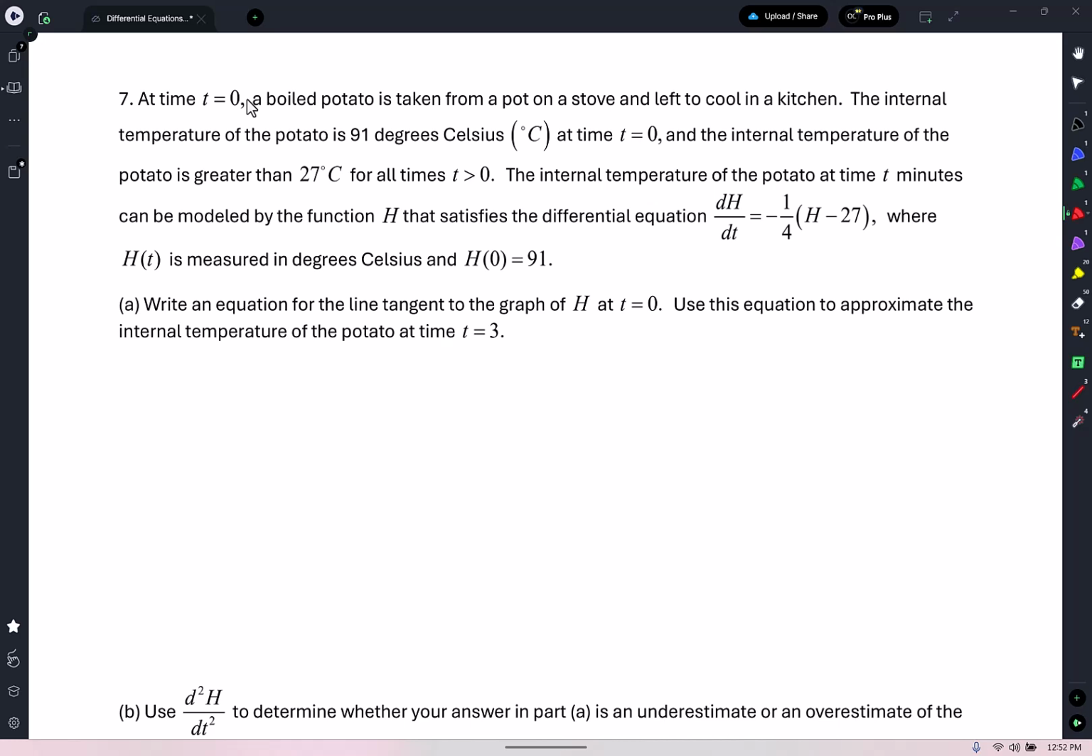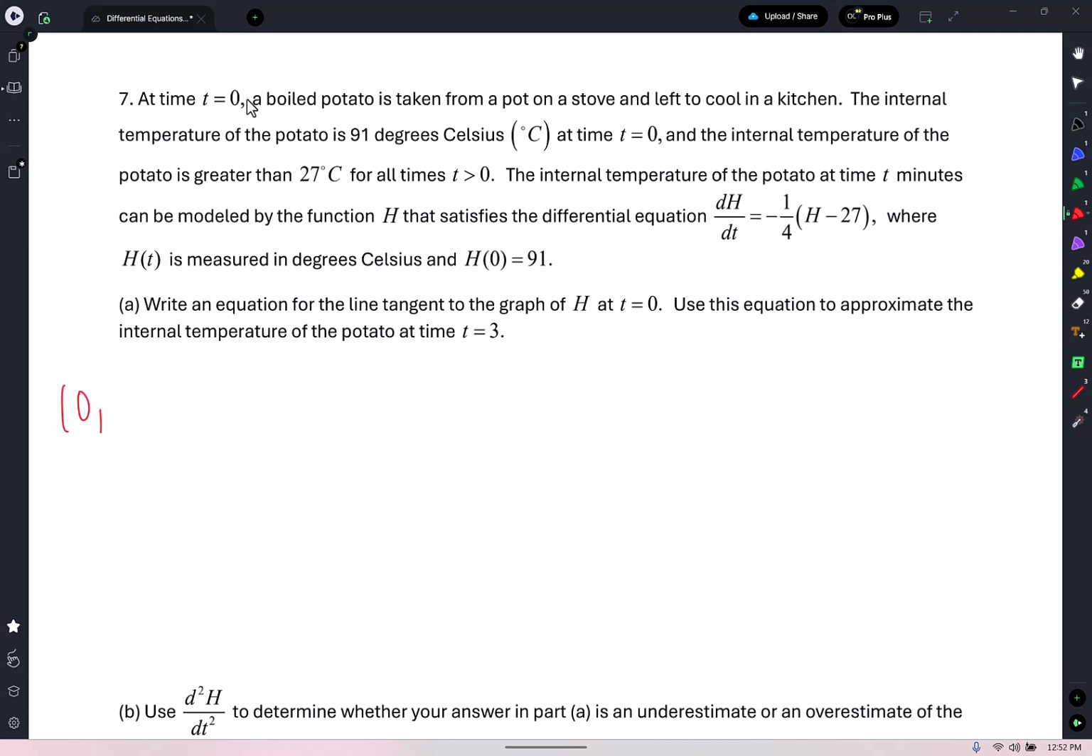Okay, so far so good. Nothing crazy. Let's see, what do they want in the very first part? They say write an equation for the line tangent to the graph of h at t equals 0. Use this equation to approximate the internal temperature of the potato at t equals 3. So what they're asking for is just a tangent line at the time t equals 0.